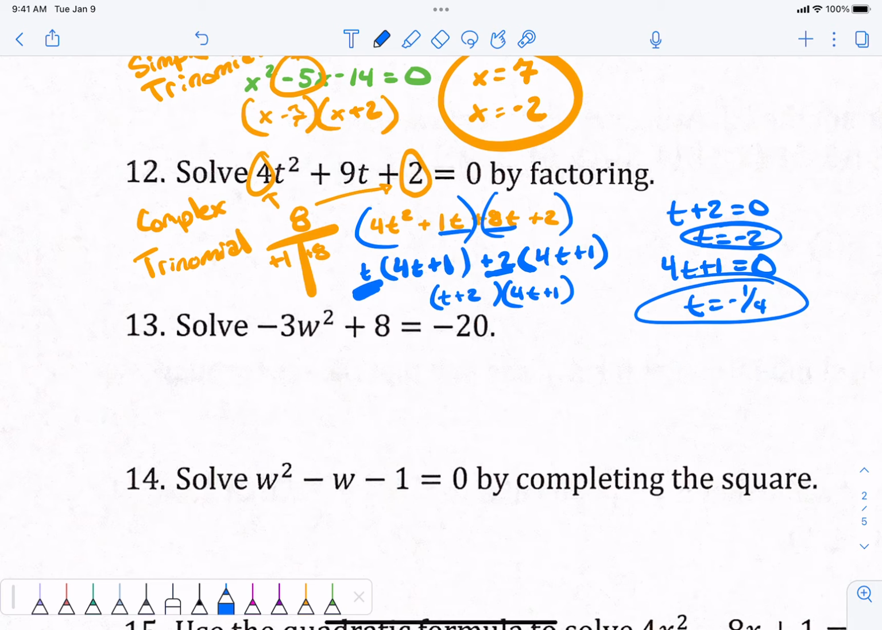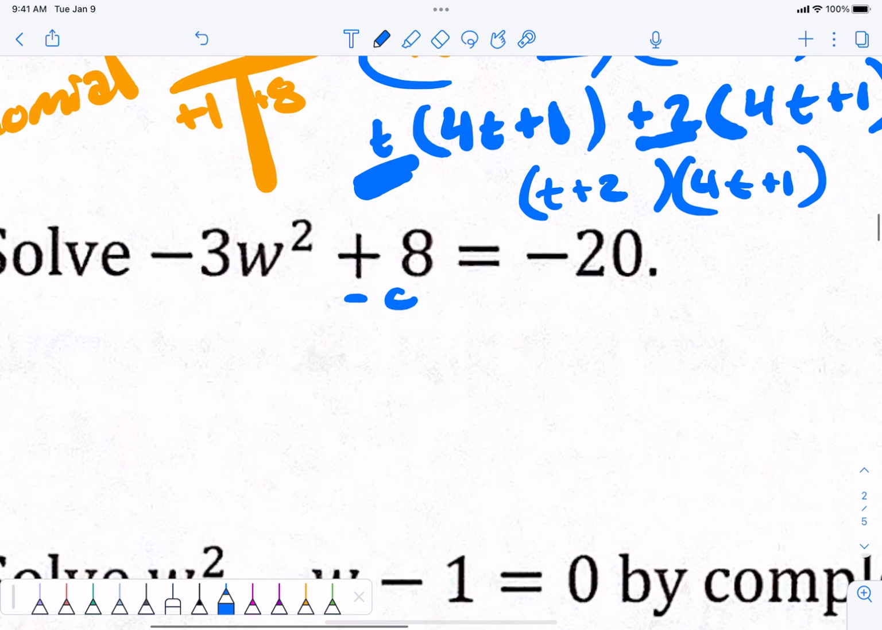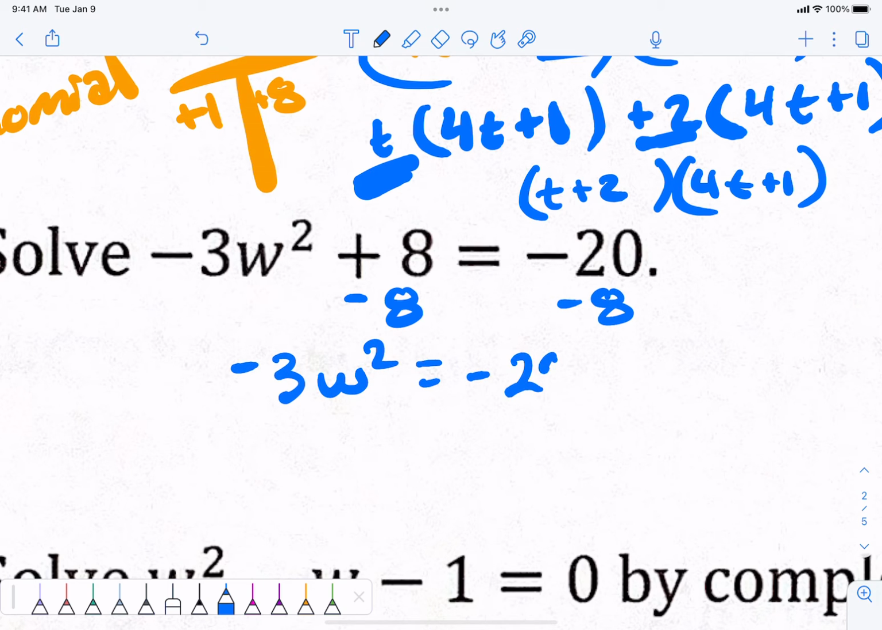What can we do? Difference of squares? No, it's not difference of squares. Let's solve for W. Let's just get W squared by itself. Minus the 8, not divide by 8. Minus the 8. Okay, -3 W squared equals -28, and divide by -3.